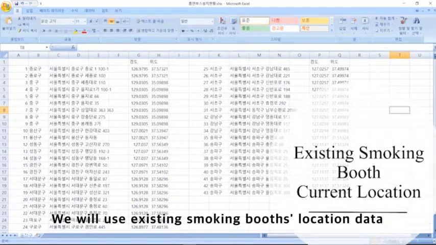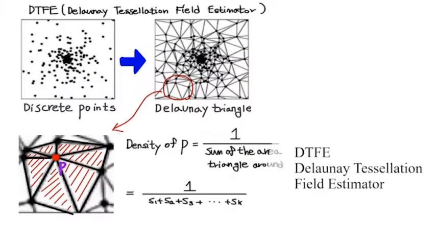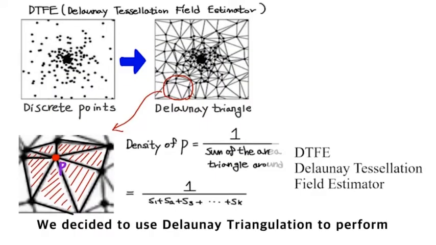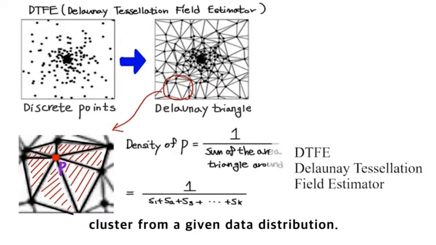We will use existing smoking booth location data to decide which parameters are important. We decided to use Delaunay triangulation to perform data mining and classification, to extract a significant cluster from a given data distribution.